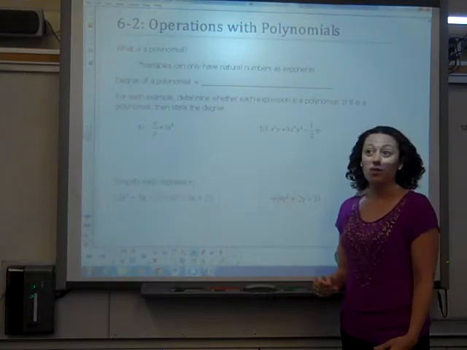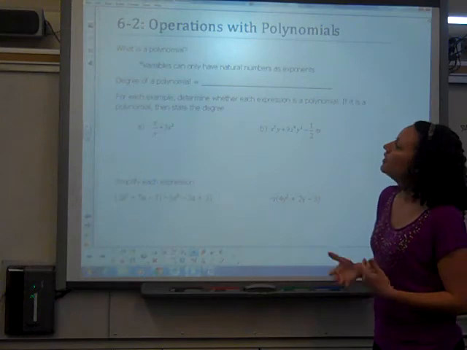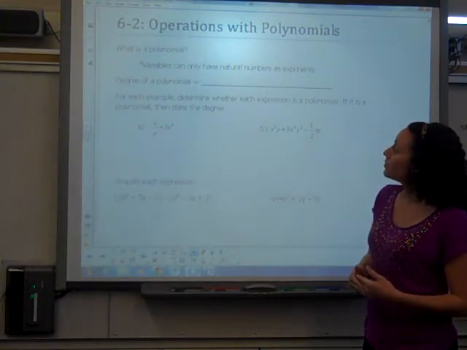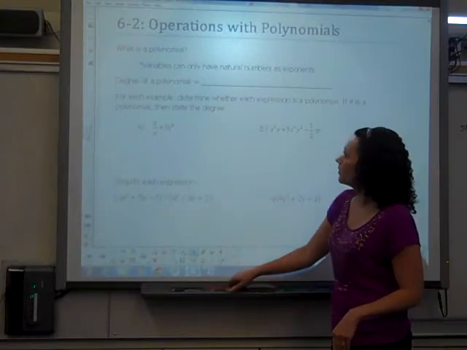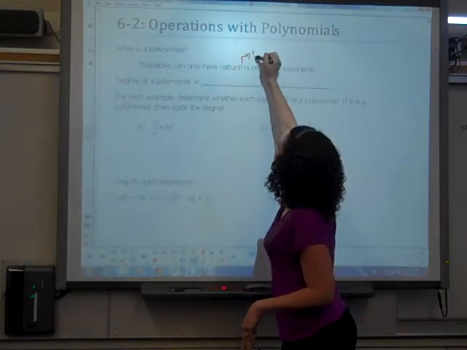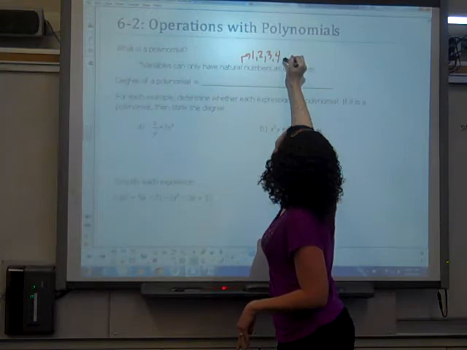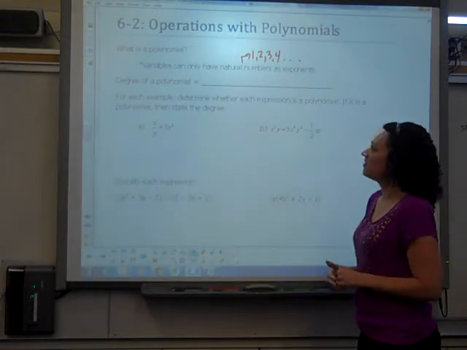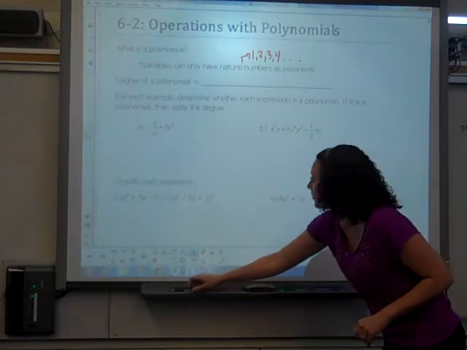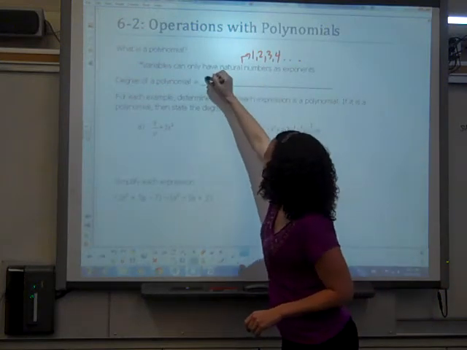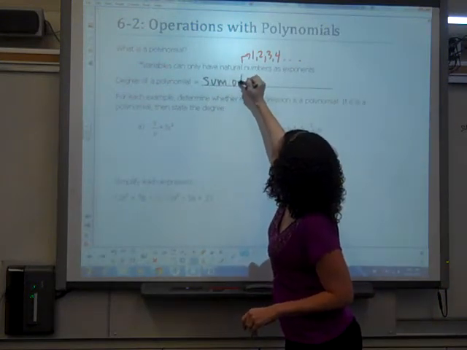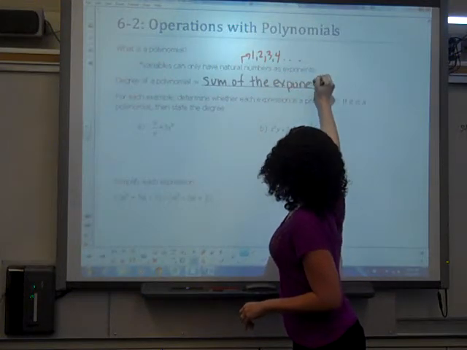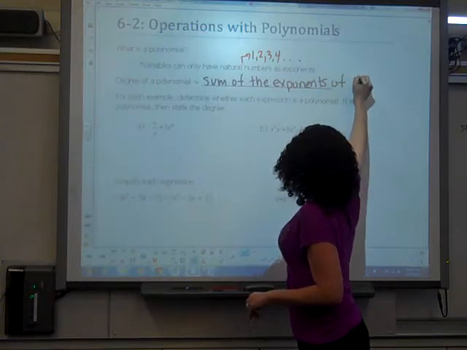Let's start with what a polynomial is, because otherwise we can't know much about it. A polynomial is defined as an expression where variables can only have natural numbers as exponents. Again, natural numbers mean like 1, 2, 3, 4, so no negatives, no zeros, no roots, nothing weird. The degree of the polynomial is the sum of the exponents of the largest term.